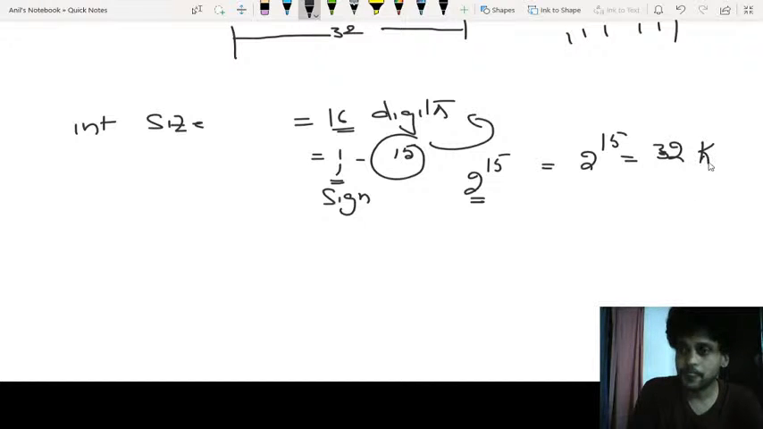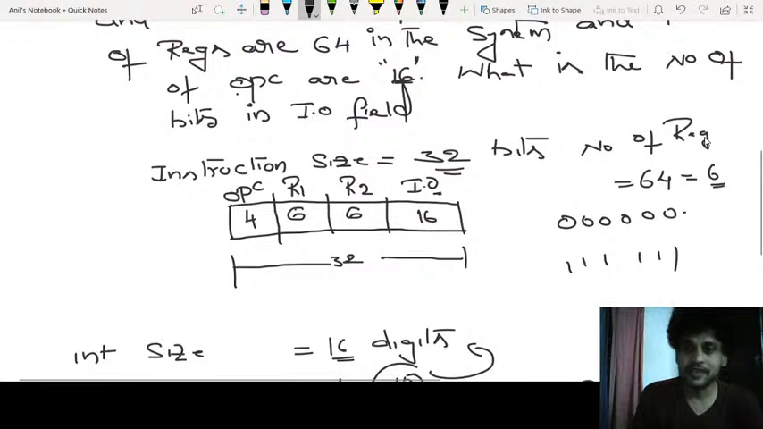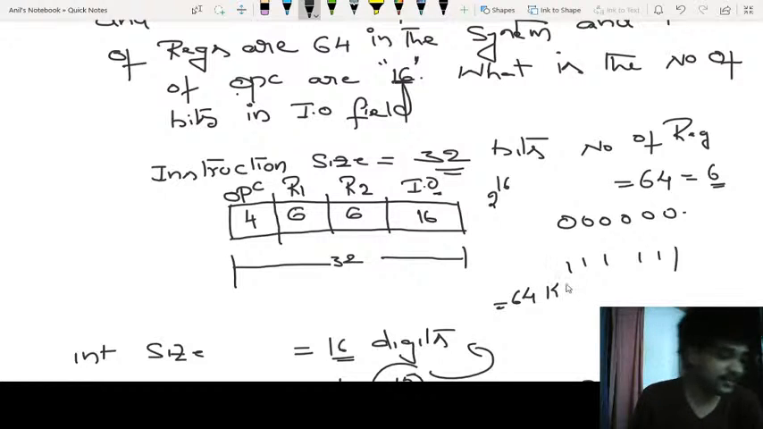Similarly, in our case also, maximum size of the immediate operand is equal to 2 power 16. 2 power 16 is equal to 64k. Did I make myself clear? 2 power n is not correct. See, 2 power 16, you should be precise. Here the number of digits are equal to 16. You already knew it, right? The n value you already know.